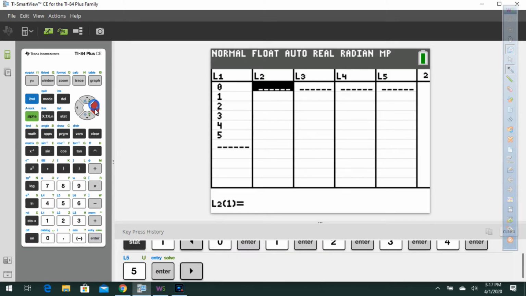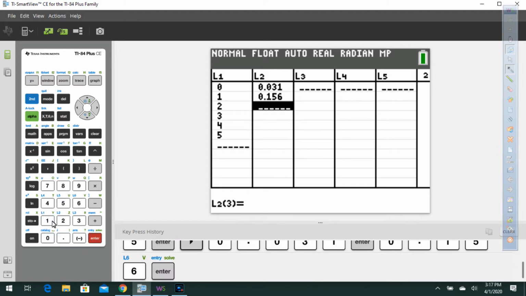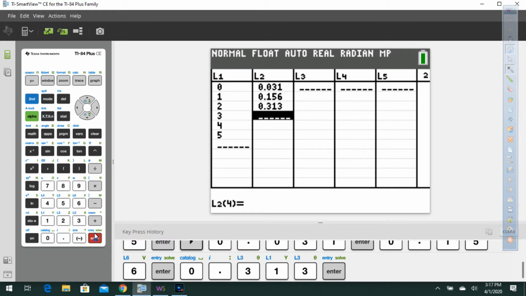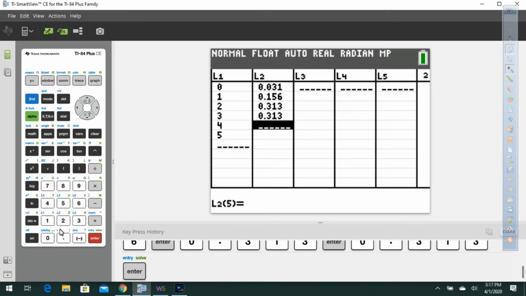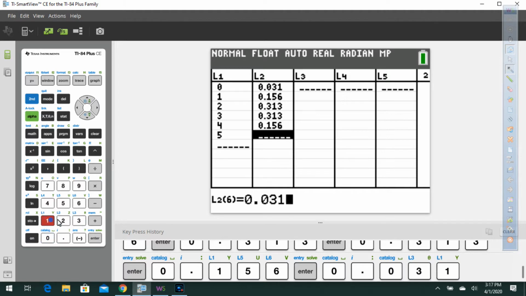And then we're going to go over to L2 and put the P of X values: 0.031, 0.156, 0.313, 0.313, 0.156, and 0.031. All right, now we've got them in.